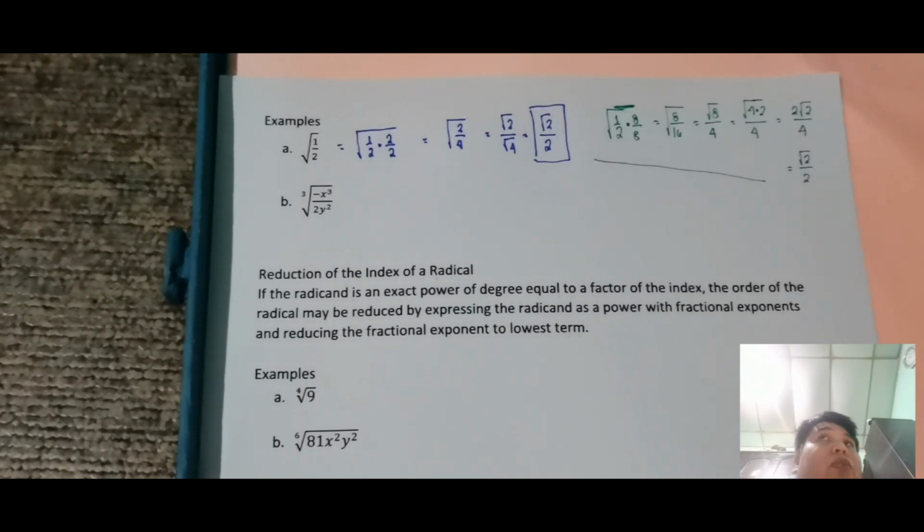Si 2, saan siya malapit na cube root? Ang mga perfect cube ay 1, 8, 27, 64, 125. Ayun yung mga perfect cube kung naalala ko. So ngayon, si 2, saan malapit among doon?